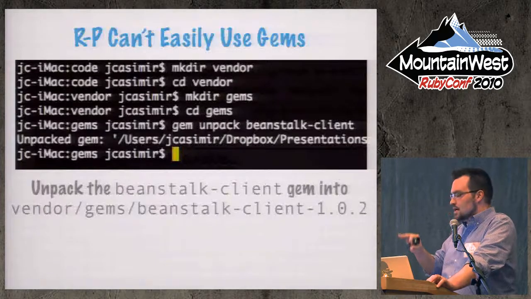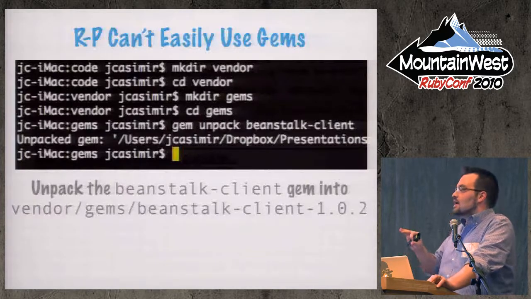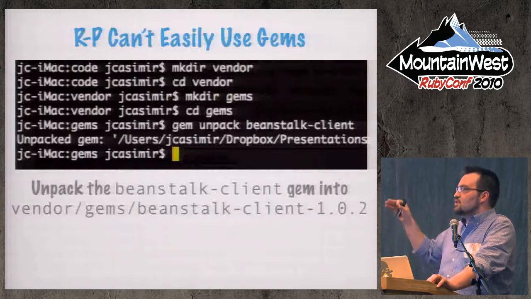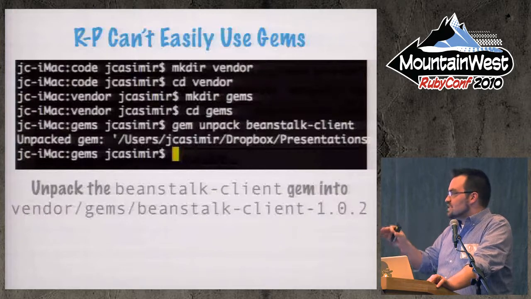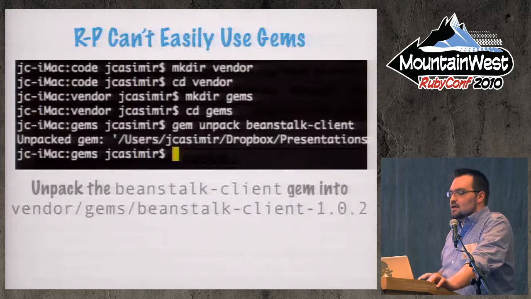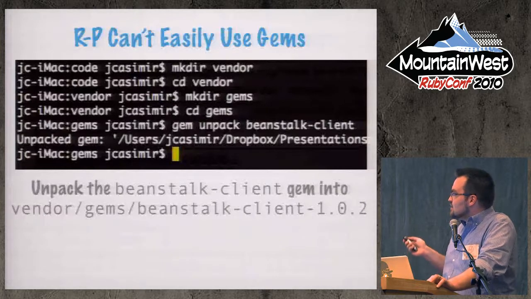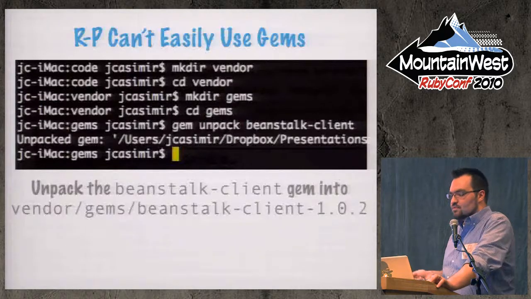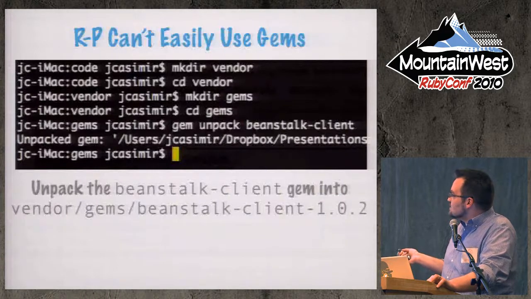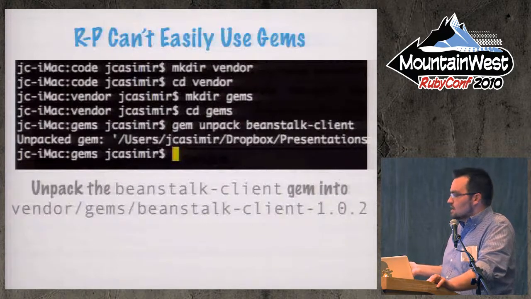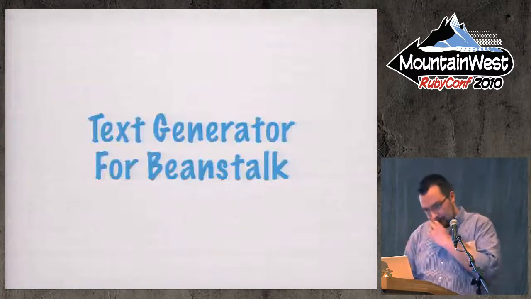So you can do some complex tricks with your load path and point it to your local MRI or whatever interpreter you have to find its gems. But practically speaking, if you have non-native code gems, just unpack them into your sketch, and then you can require them right there. So that's all I did here: create a vendor, create a gems, go in there, unpack Beanstalk client, and now we're going to do some work.